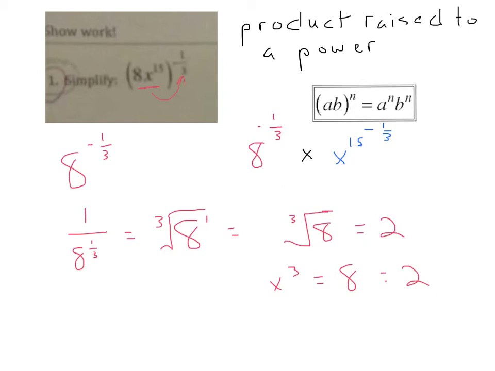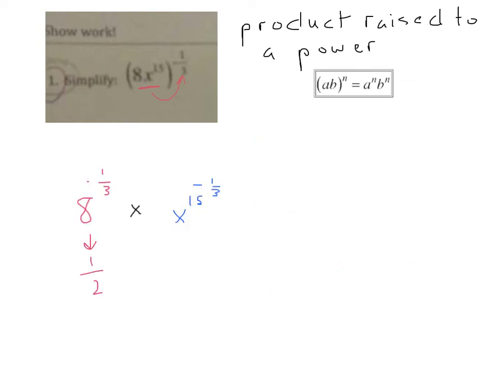Now, remember, we weren't looking for 8 to the 1/3, which would be 2. We were looking for 8 to the negative 1/3. So it's going to be 1 over 8 to the 1/3, or 1 over 2.